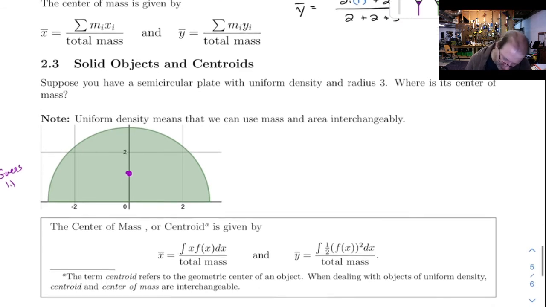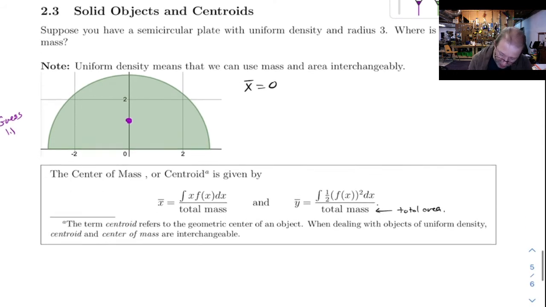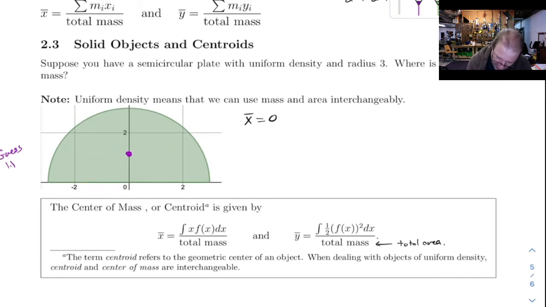So I'm just going to give you the formulas for this. The formula for the center of mass, or centroid, is given by this for the x coordinate and this for the y coordinate. Now on the bottom it says total mass, but you could also think of that as being the total area. All right, so let's work it out using these formulas. I'm not going to do the x bar for this problem because we know by symmetry that x bar has to be 0. But let's do the y bar. Y bar is the integral of 1/2 f of x squared dx over the total mass, or total area.